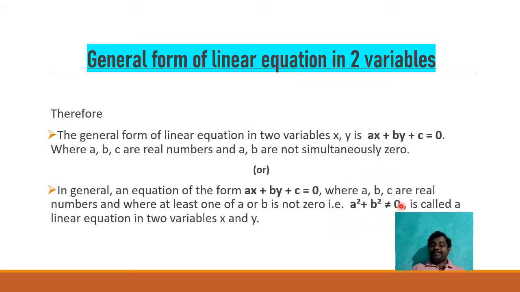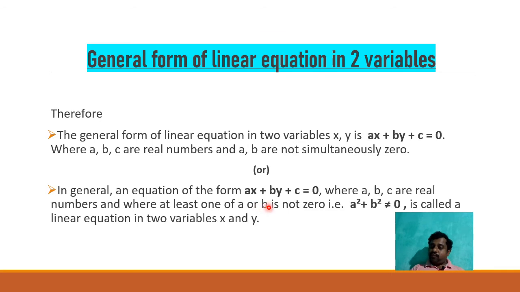This is the condition. Dear students, this is very, very important. The condition for ax + by + c = 0 to represent a straight line or a linear equation is a² + b² ≠ 0. This is called a linear equation in two variables x and y.